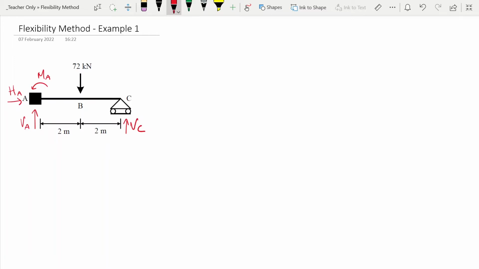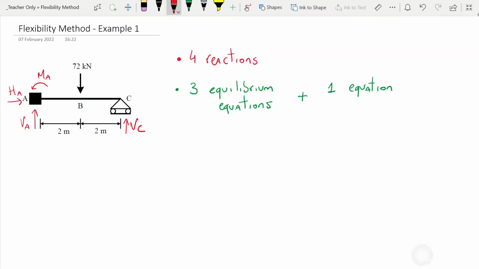And why do we say it's 1 degree? Because if we count the amount of reactions, the amount of unknowns, we have 4 of them. And to solve this type of structures, we only have 3 equilibrium equations. So the problem here is that we have 1 more reaction than equilibrium equations that we can use. That means we need to figure out another way. In this case, we need to figure out another equation that in the context of the flexibility method, we're going to call a compatibility equation.